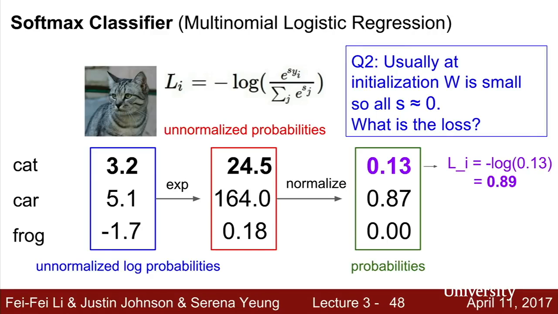Remember we had this debugging sanity check question in the context of the multi-class SVM, and we can ask the same for the softmax. If all the s's are small and about 0, then what is the loss here? Yeah, answer?